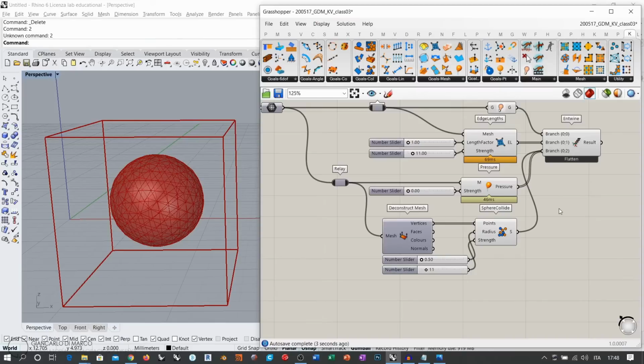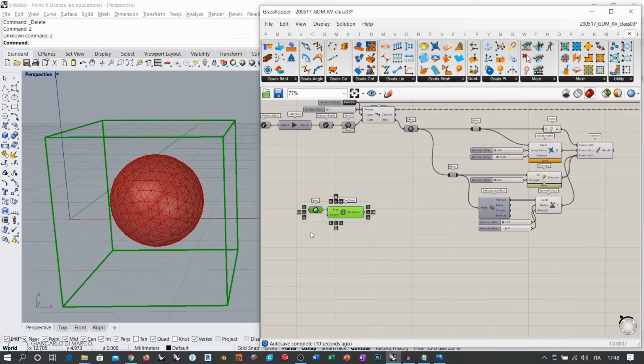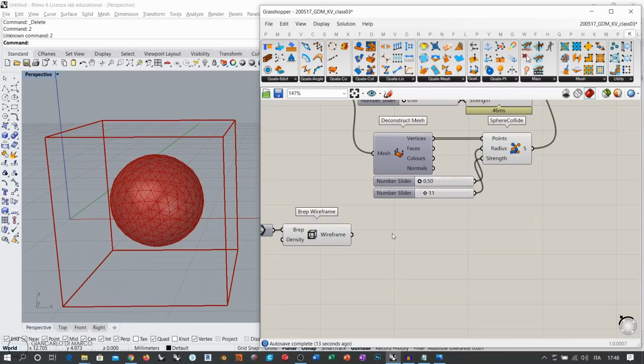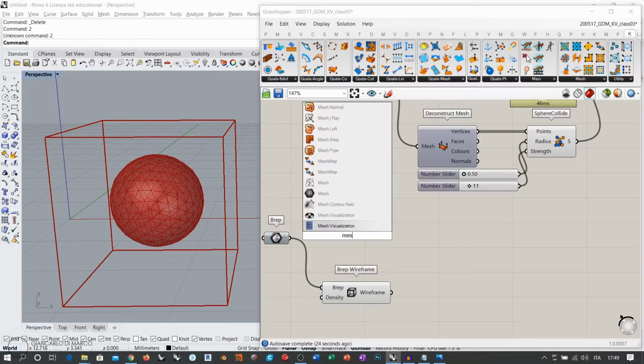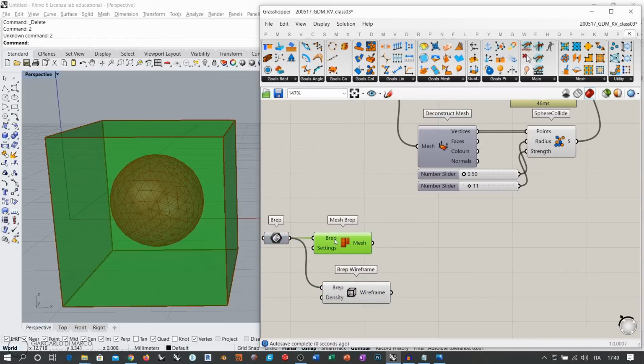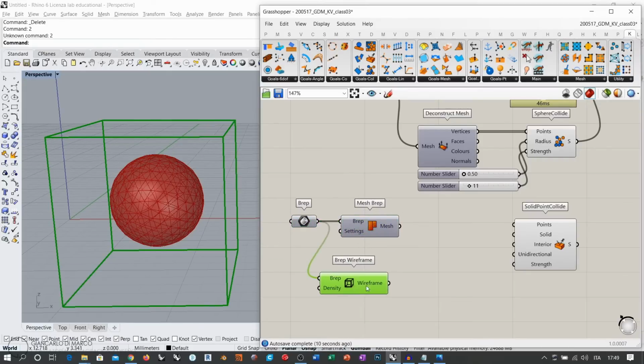And another thing that we can program, well, that we must insert inside this definition is the collision, because we don't want this mesh to get out of the box when it starts expanding. And this is the collision object, well, actually not the wireframe, but the box. So I'm going to mesh derep this in order to have its mesh representation. And then I'm going to use a solid point collide, which is the same component that we used with the three-dimensional differential growth with the line.